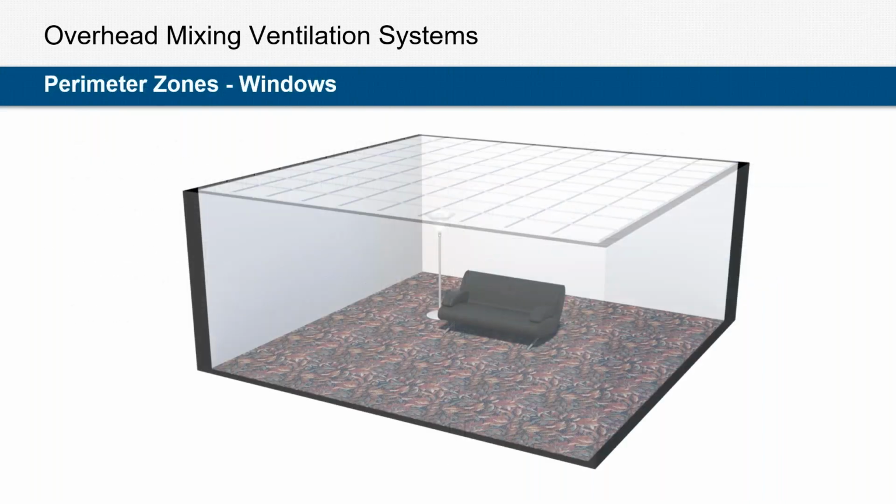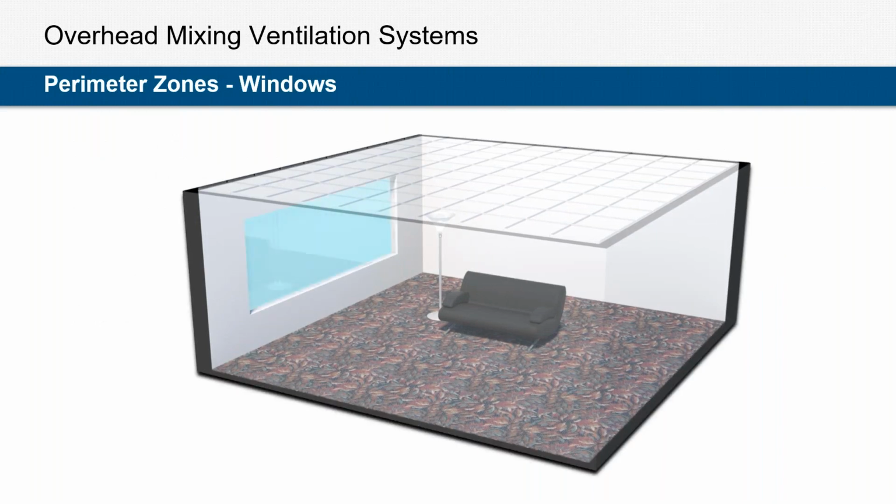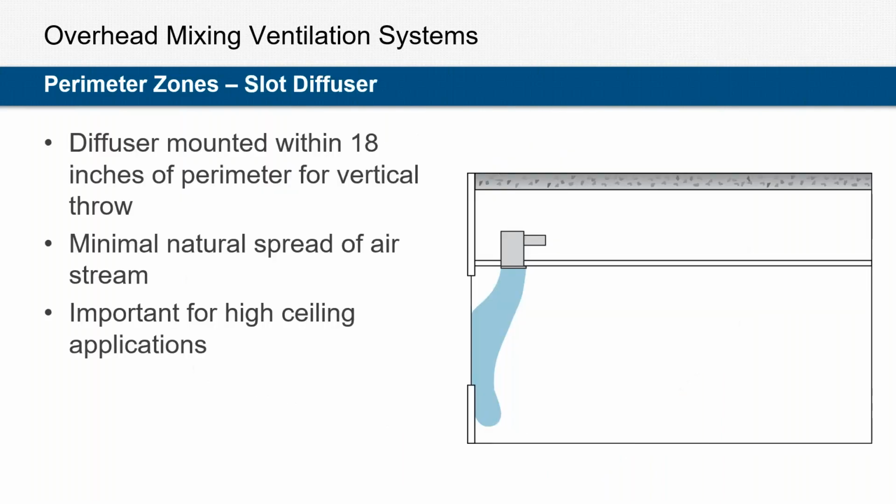So if we come back to the space and somebody has decided to add a window that we need to condition, what is the best way to approach that? Well, a lot of times it's going to be with a slot diffuser. In fact, I believe it's the ASHRAE applications handbook that states that this is the recommended solution to provide that slot diffuser along that vertical wall.